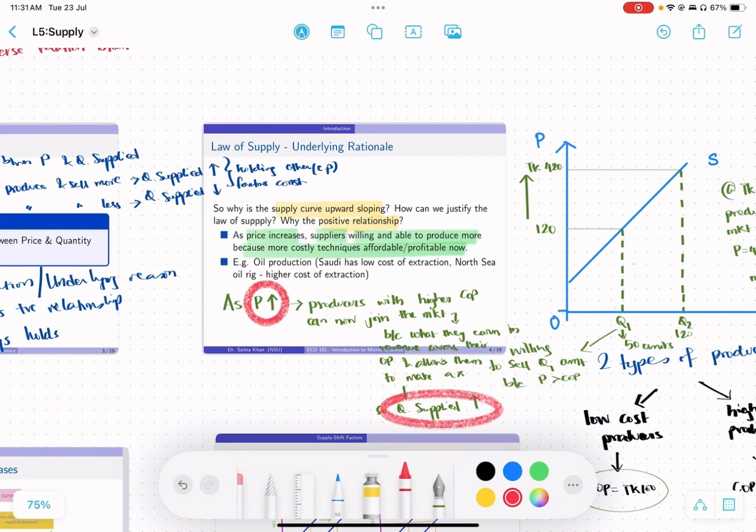Okay, so with that, we end this first part of the video on supply theory. And in the next video, we are going to be looking at the difference between quantity supplied and supply.